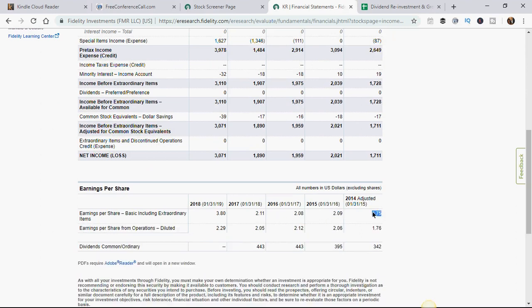They're solid with their earnings per share. They've been regularly moving up. They had a great 2018.